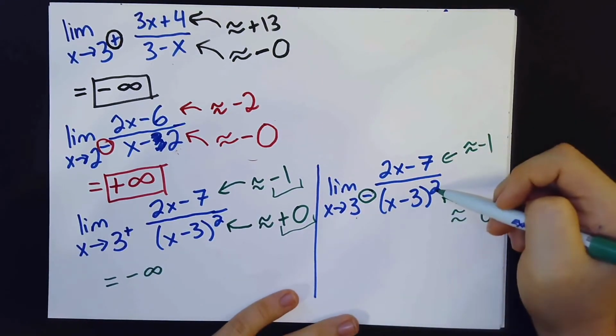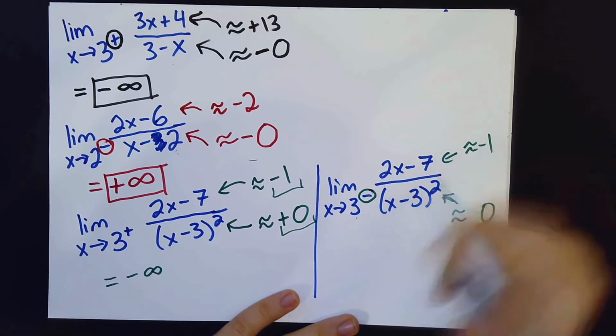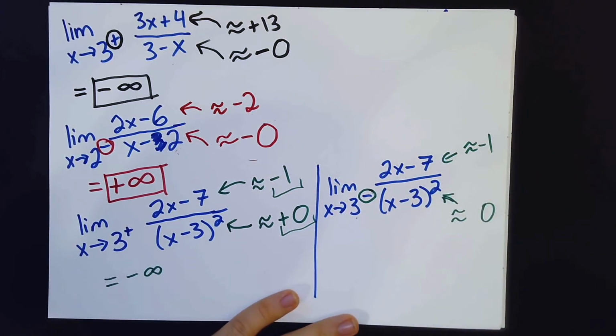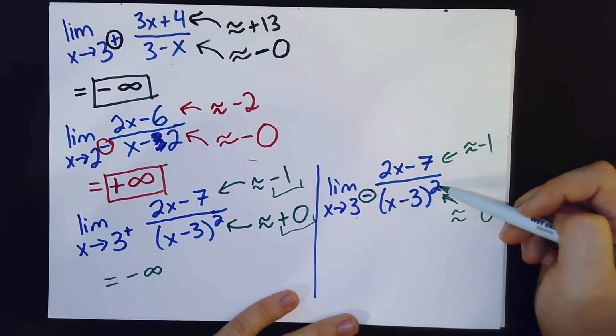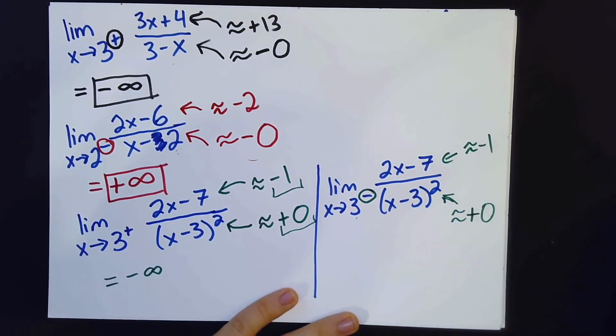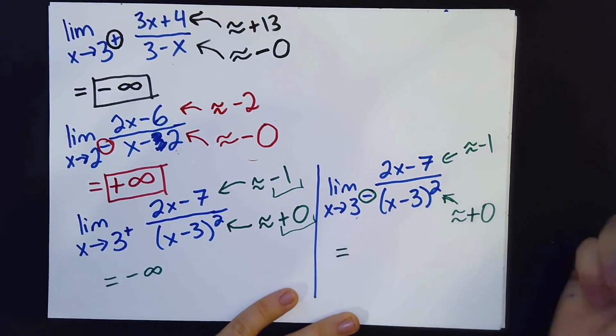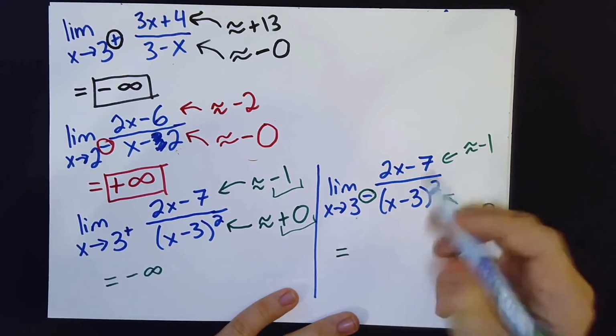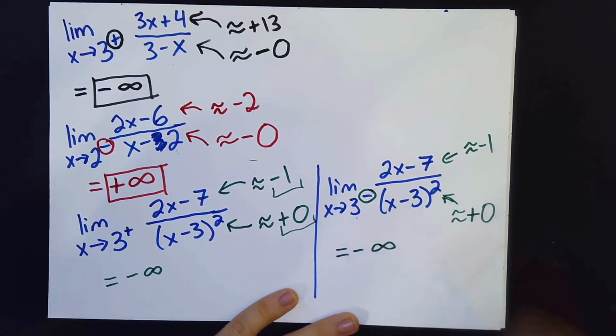But then I square it. And so if I square a negative tiny number, what do I get? I get now a positive tiny number, because anytime you square anything, it becomes positive. And so this is a plus 0 here. And so this limit ultimately ends up also being minus infinity.